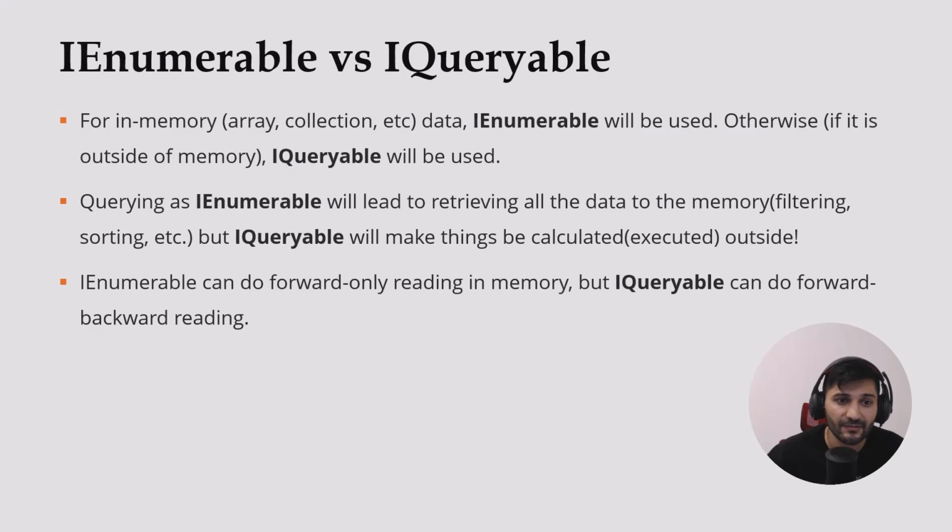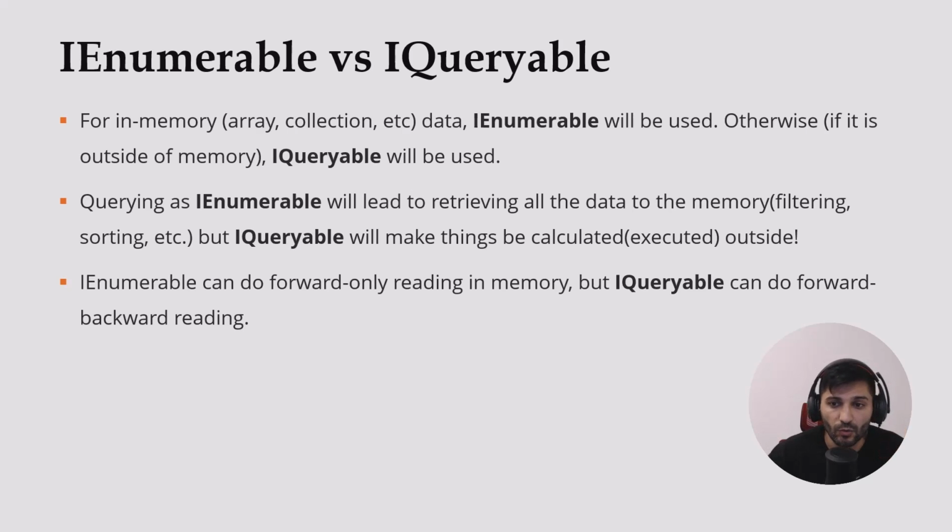The third difference here is that IEnumerable can only do forward, read-only iteration in memory. It means when you read, you cannot do backward reading. You should do only the forward reading mechanism.